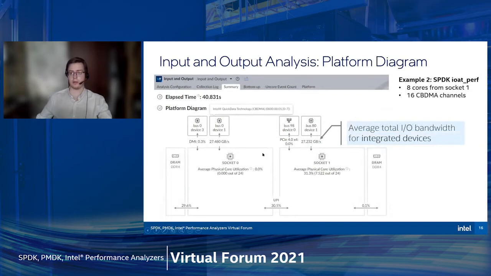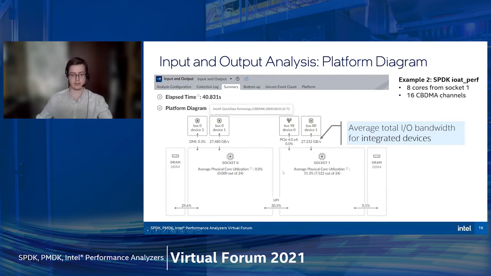And the other example is for an SPDK example that works with CBDMA accelerators. As you can see, we also can capture performance data for integrated accelerators. In this case, we have no PCI attributes reported by the devices because they are not pluggable, they're integrated. So in this case, we just show average total I/O bandwidth for these accelerators.